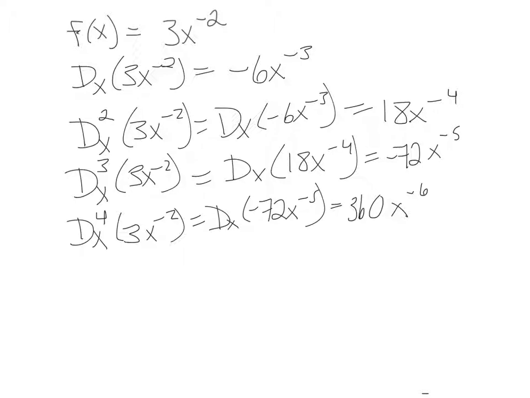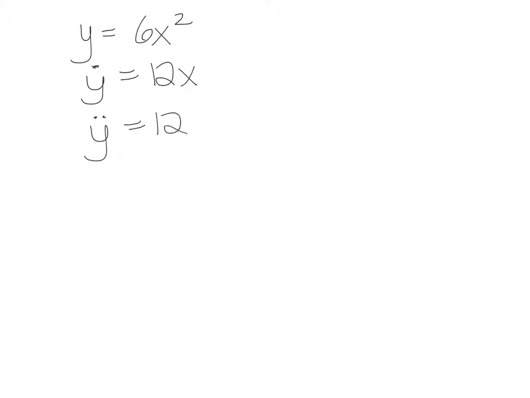I started off with 3x to the negative 2, and because the exponent was negative, my first derivative has a negative on it. But then when I take the second derivative, my coefficient becomes positive again because I'm multiplying two negatives. The third derivative is negative, the fourth derivative is positive, the fifth derivative will be back to having a negative coefficient again. So with these negative exponents, I end up with my derivatives having alternating signs.